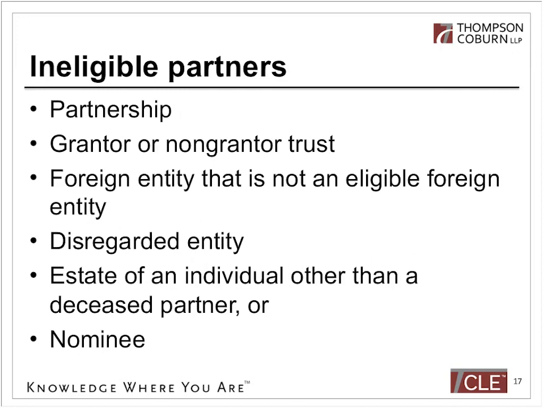A foreign entity that is not an eligible foreign entity is not an eligible partner. A disregarded entity, a single member LLC that is disregarded for income tax purposes, may be disregarded for income tax purposes, but it is regarded for this purpose. If you have a single member LLC as a partner, that throws you out. You're not eligible.